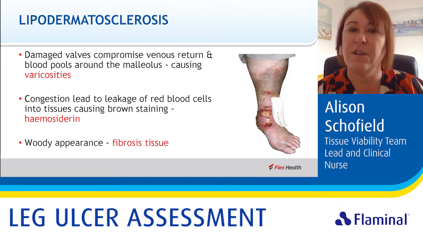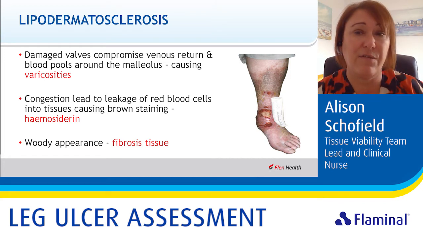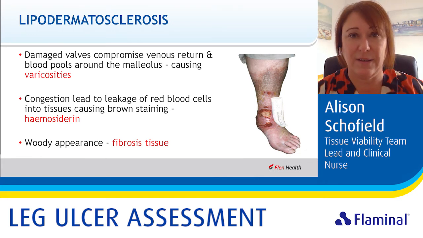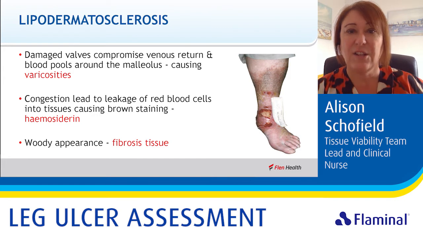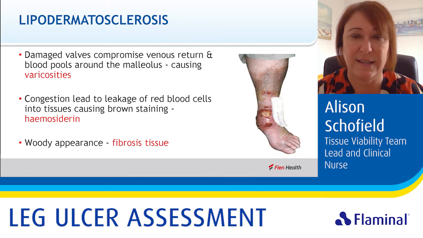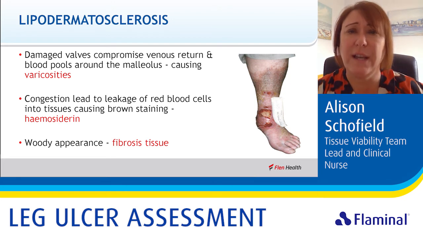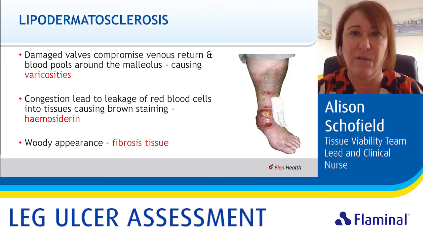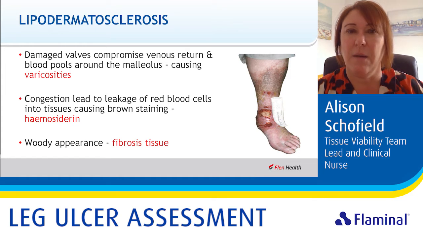Also, congestion can lead to the leakage of red blood cells, and then this spills out into the tissues and we get that discoloration of skin. So we call it brown staining. You can see on the picture there, it's actually called hemosiderin staining. It can also sometimes appear as red and inflamed, and this is known as red leg syndrome. The leg can then become quite woody in appearance, because the tissue has become so fibrosed, and you can actually feel it, and the leg feels quite stiff, and then we can get that inverted champagne bottle leg shape occurring.